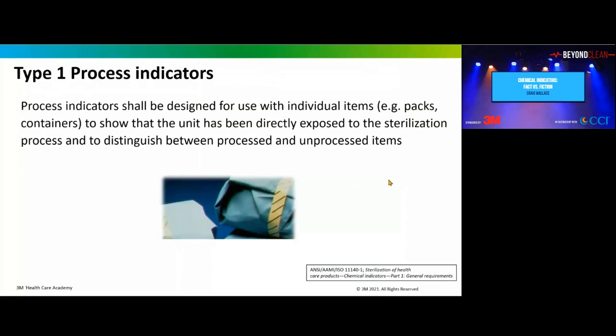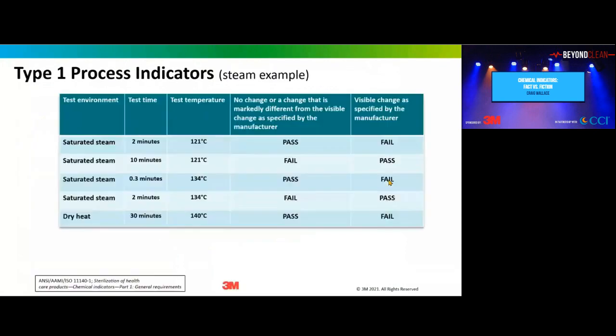When you dig into the standard, there are test requirements for type 1 process indicators for various processes. I've pulled up the steam example again, but there are examples for the other types of processes as well, and they list out the requirements this way. There are still pass-fail cycles. You can kind of see how they're broken up here. There are some very specific test times set, which is different than what we did on the stated value, where the times are set by the manufacturer for each type of indicator. So test times are set, test temperature, and in some situations you have to see a pass as specified by the manufacturer. In some cases you have to see a fail.